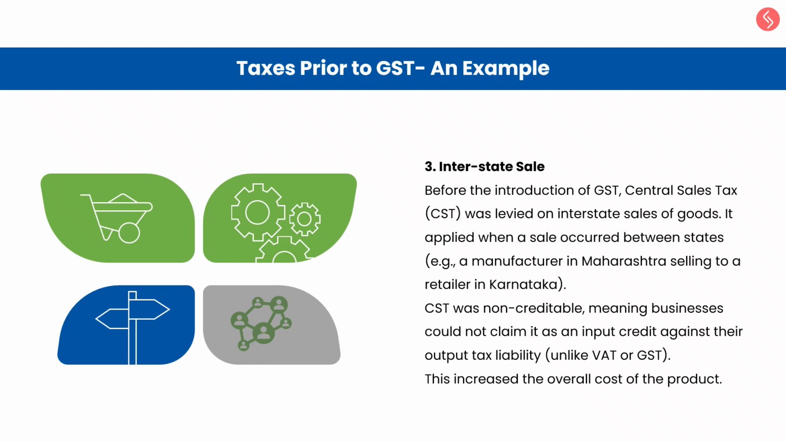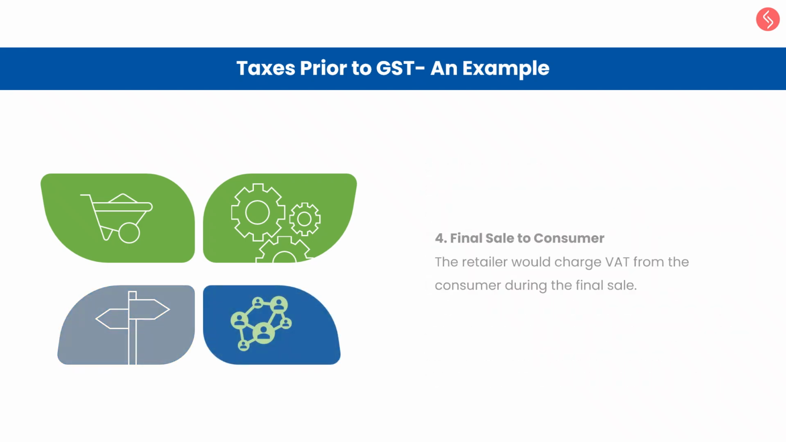It applied when a sale occurred between states, for example, a manufacturer in Maharashtra selling to a retailer in Karnataka. CST was non-creditable, meaning businesses could not claim it as an input credit against their output tax liability, unlike VAT or GST. This increased the overall cost of the product. Final sale to consumer. The retailer would charge VAT from the consumer during the final sale.